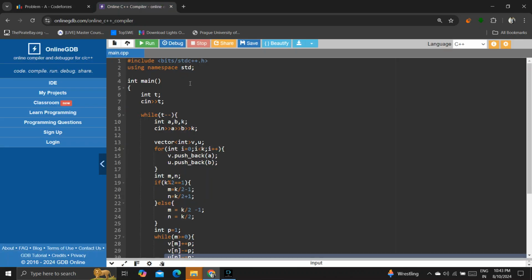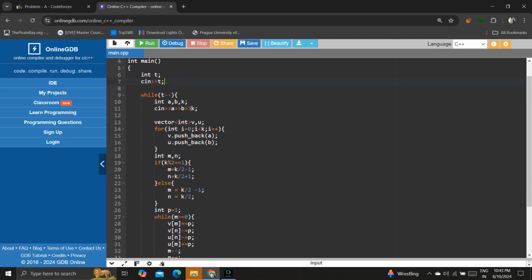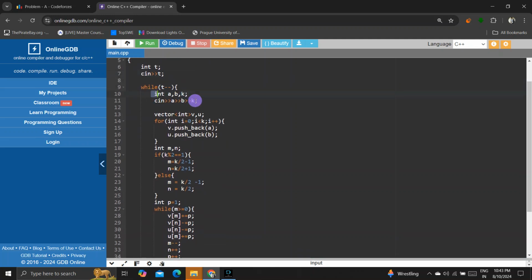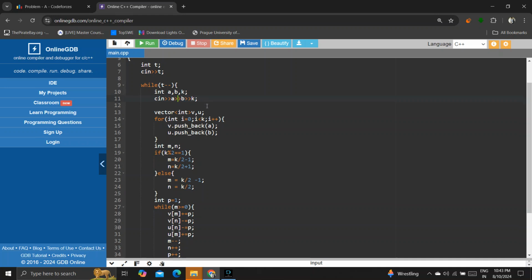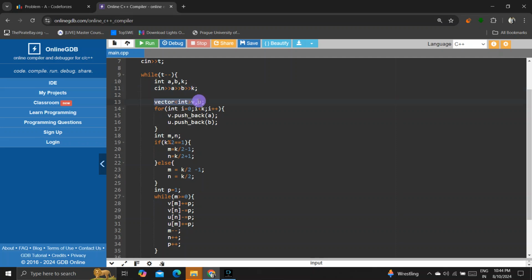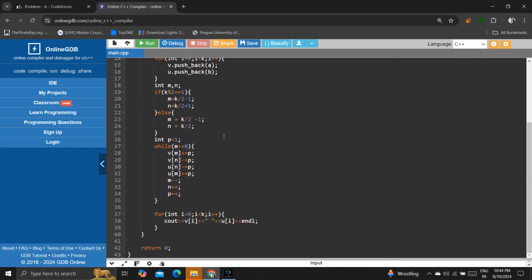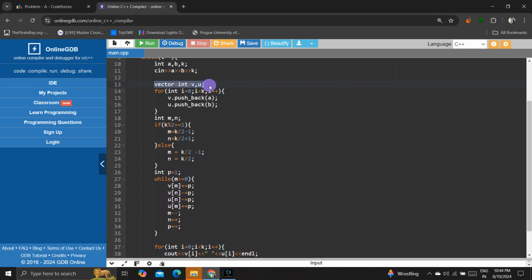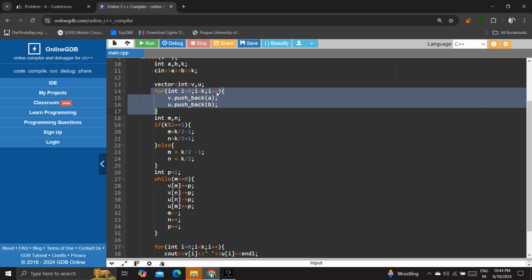Now let me walk you through the code. Here int t is for the test cases, right? While t minus minus. I have taken three variables a, b, k, right? Basically x, y, and k. So basically a denotes x and b denotes y. Okay. So I have taken the vectors v and u. Okay. And now what I will do is, for i equal to 0, i less than k, i plus plus, I will push all the values of a.